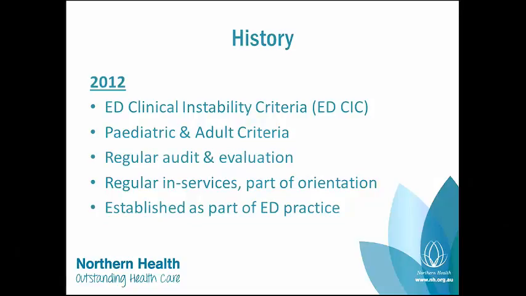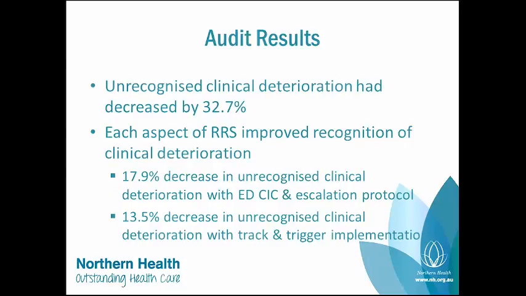2012 was really about mainstreaming and the importance of it becoming part of just the general work that we did. It was about, in orientation, in our clinical feedback with our registrars and our postgraduate students and all of the people who rotate, it was just about this is the way we do our business. So where did we get to at the end of 2012? Well, we decreased unrecognised clinical deterioration by 32.7%. Each aspect had improved recognition of clinical deterioration, and we had made some significant improvements.